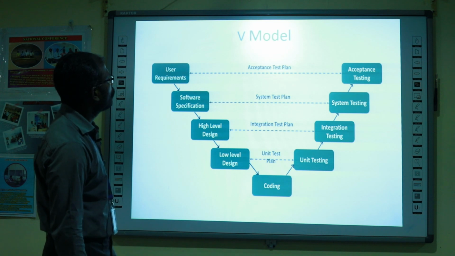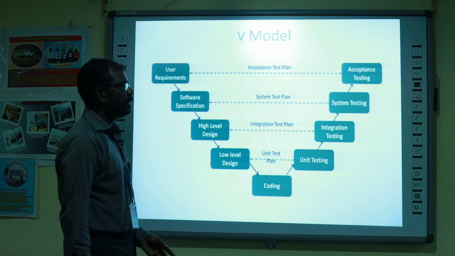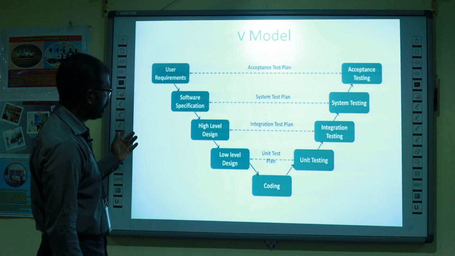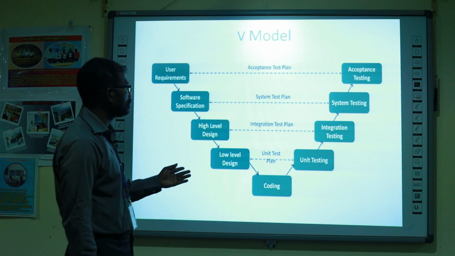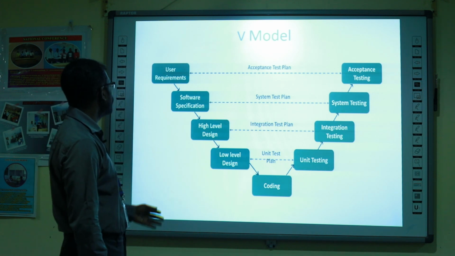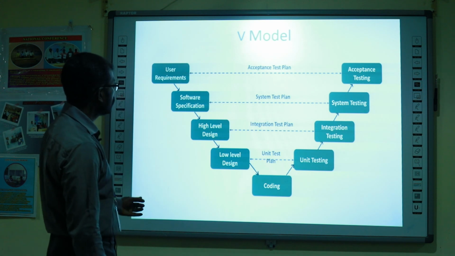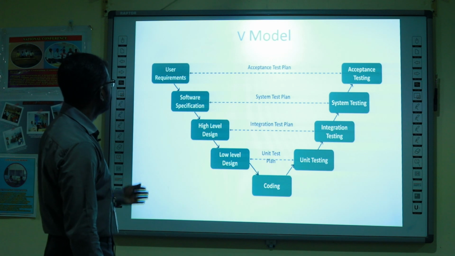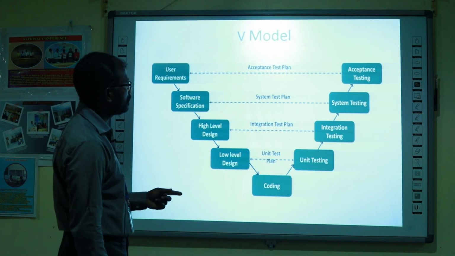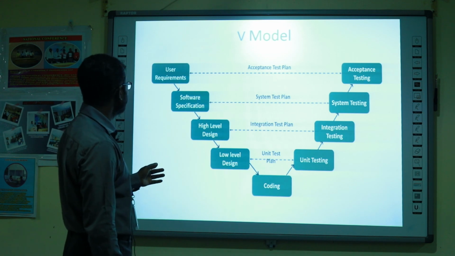Next model is the V model. This V model's name comes from the shape of its diagram. In this model, the development as well as the testing process takes place side by side. First one is the requirement analysis, user requirements. User requirements are nothing but the customer's needs. Through that, the acceptance test plan, the acceptance testing, is also done side by side.